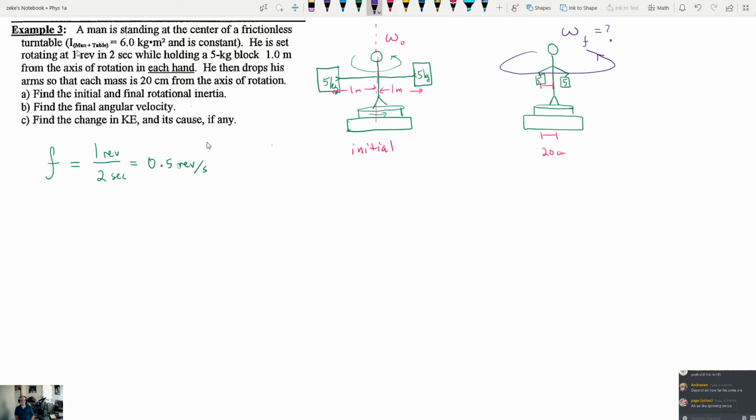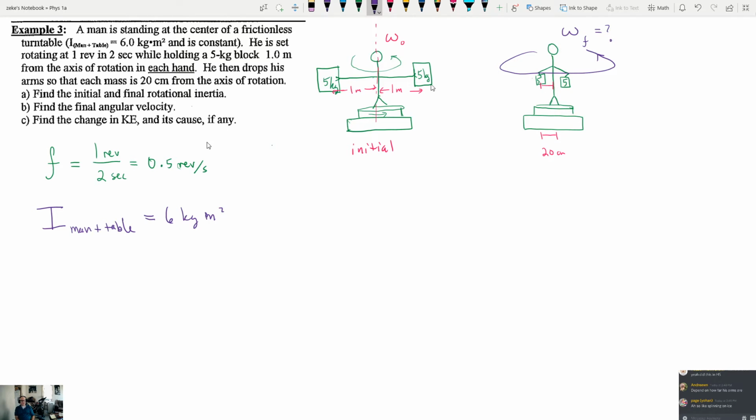The other piece of information that we know is that the moment of inertia I of the man plus the table is 6 kilogram meters squared, and this doesn't change. So we'll write down here that the moment of inertia of man plus table is equal to 6 kilogram meter squared.